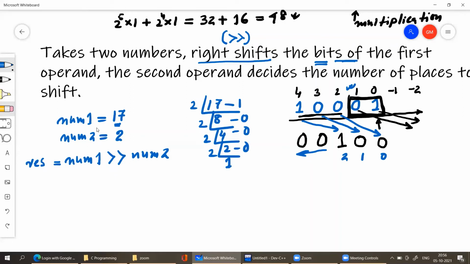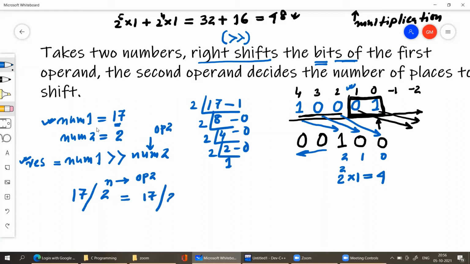Now let's convert this number. Here it is 2 to the power 2 into 1, all others 0, so it becomes 4. Now let's identify the relation between operand 1 and the result. How can I get 4 from 17? If I divide it by 2 to the power n, what is n? n is operand 2. Which one is operand 2? This one is our operand 2. What is the value of operand 2? 2.